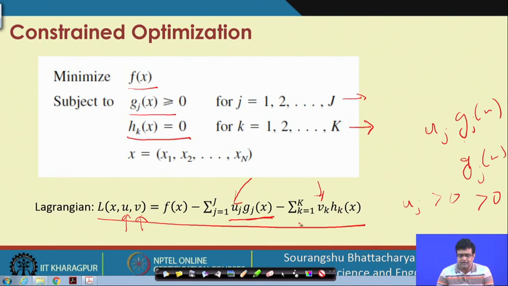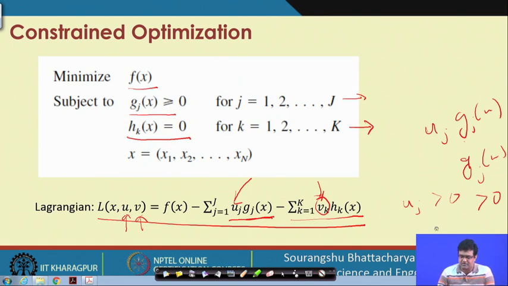Similarly, if this constraint is not satisfied, then one can choose v k such that the objective function can be reduced further. So, this is the idea behind it.